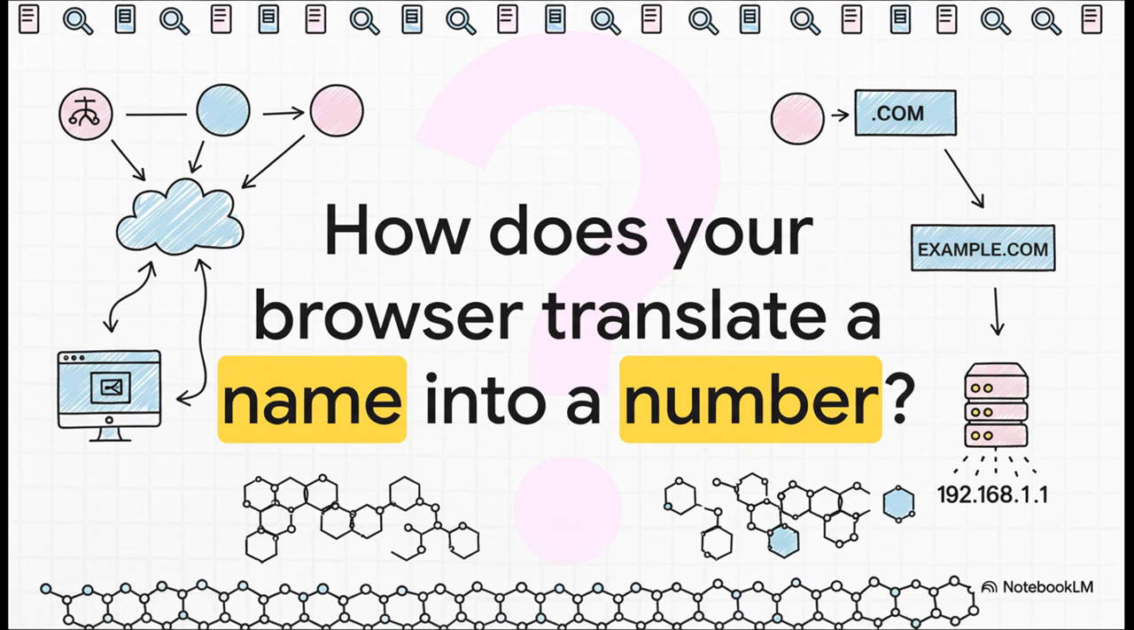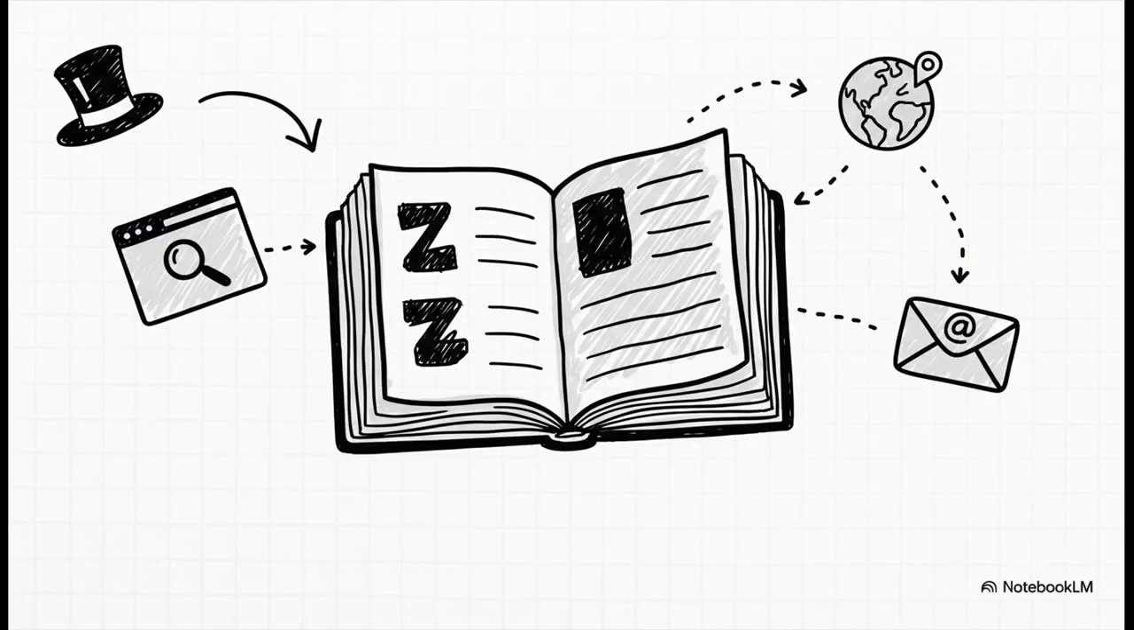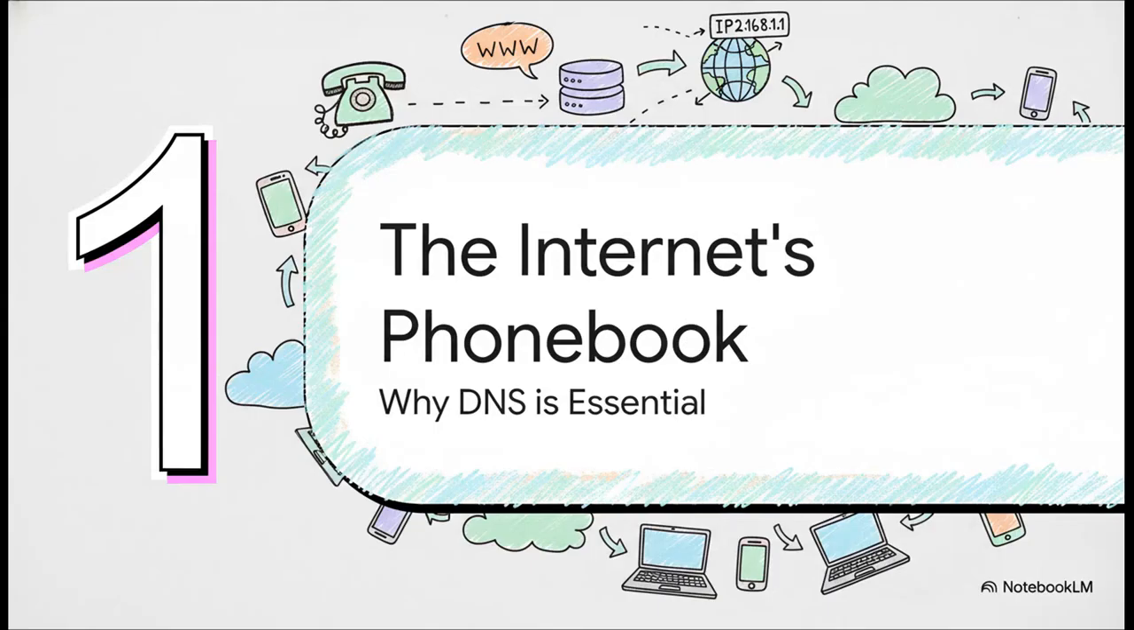I mean, how on earth does your browser take a simple name you type in and, poof, find the one correct number out of billions of possibilities? And it does it in milliseconds. It seriously feels like some kind of magic. But of course, it's not magic. The answer is actually pretty elegant. And it all comes down to something we can think of as, well, the Internet's phone book. So, let's crack open this phone book and see why it is absolutely essential to how the Internet works.